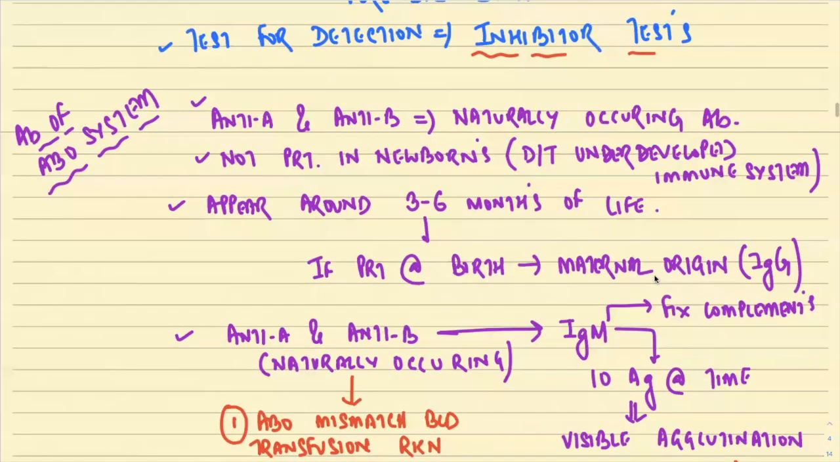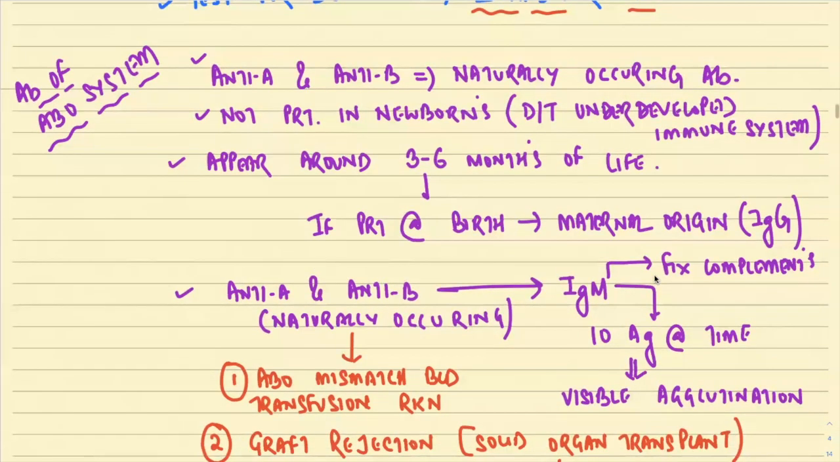Now we have spoken about the antigens, we will speak about the antibodies of the blood group system. Now this anti-A and anti-B, they are naturally occurring antibodies. They are there from the beginning. Remember, but they are not present in case of newborns. Why? Because their immune system is underdeveloped. It takes approximately 3 to 6 months of time to develop these antibodies.